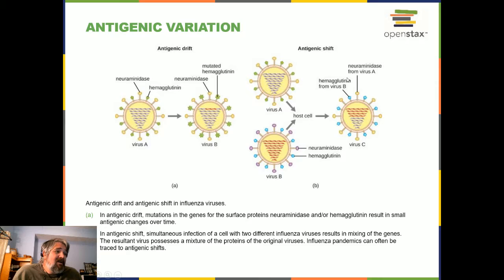shift, where two different viruses infect the same cell and get packaged into essentially a new virus or a new strain, where you have the neuraminidase from one and the hemagglutinin from the other. And that's antigenic variation overall, and that's what makes influenza so challenging.